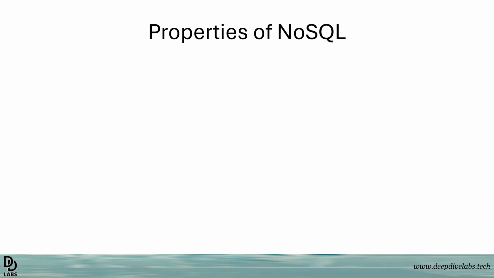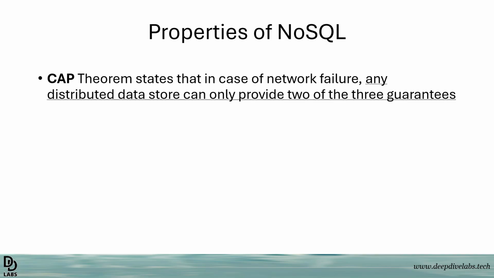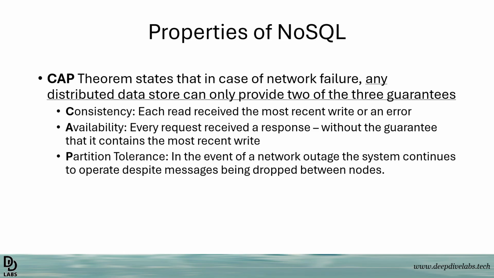On top of the BASE properties, NoSQL databases are typically distributed databases, so they follow what is called the CAP theorem. The CAP theorem states that in case of a network failure, any distributed data store can only provide two of the three guarantees. What are the three guarantees? That is the acronym CAP: consistency, availability, and partition tolerance.